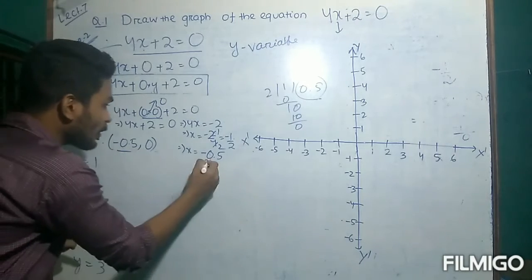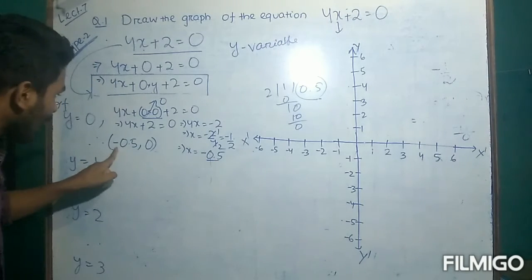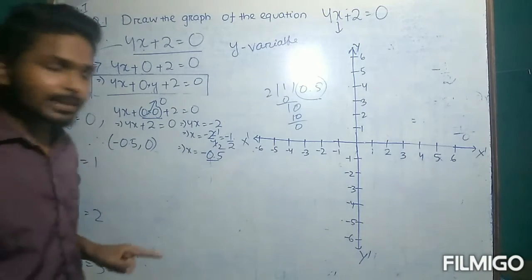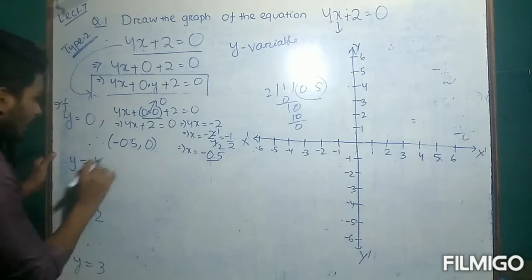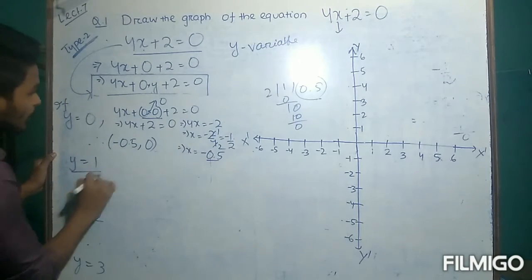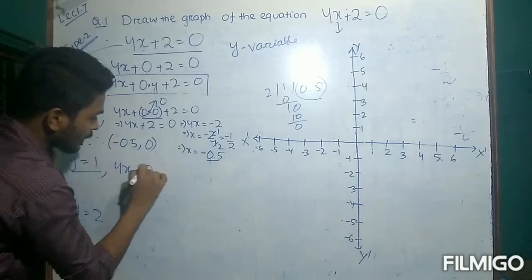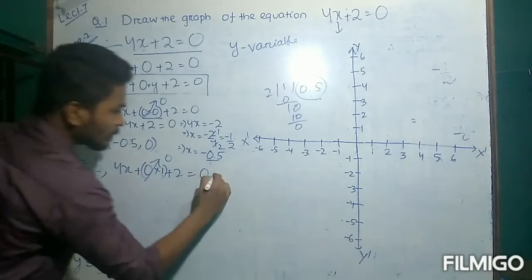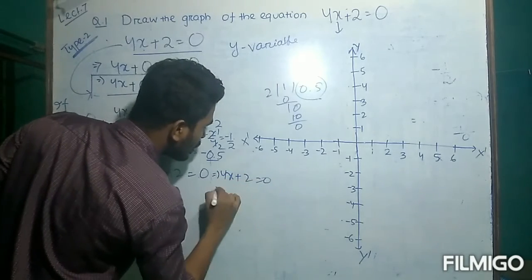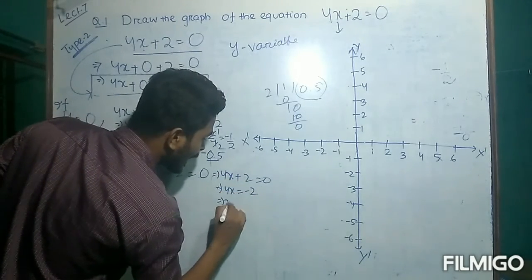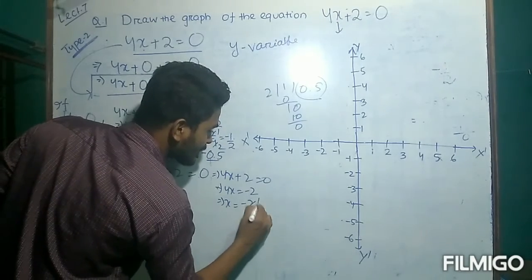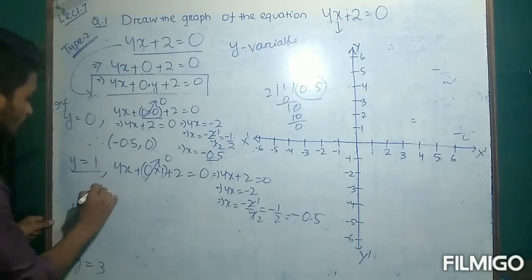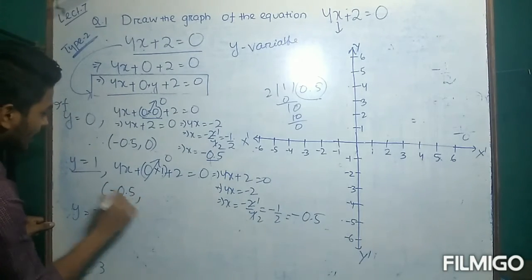You have to write the x coordinate first. That is why I am writing minus 0.5, not 0 first. First you have to write minus 0.5, then the y coordinate 0. Right? So you have to be aware while writing the coordinates. So now put y as 1 in the equation. The equation will be 4x plus 0 into 1 plus 2 is equal to 0. Now 0 into 1 is 0. So the equation will be 4x + 2 = 0, 4x is equal to minus 2, x is equal to minus 2 by 4. After cancellation it gives minus 1 by 2, and 1 by 2 means 0.5, and so you get the solution, first the x coordinate and then the y coordinate.